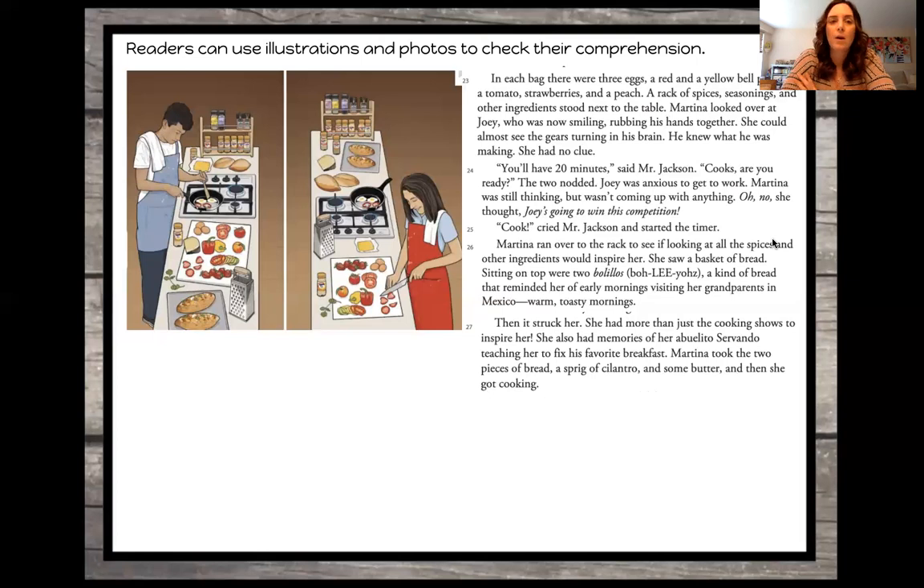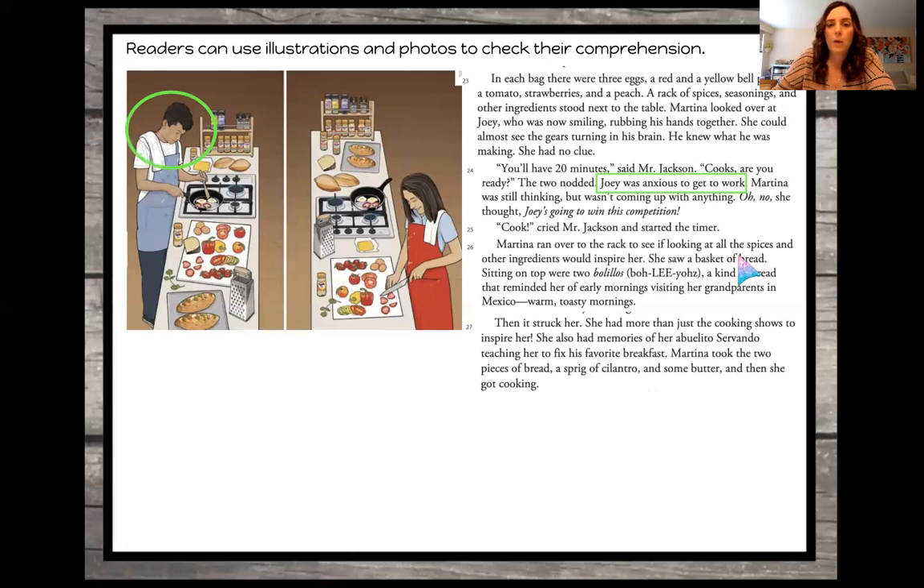And now we're going to look at how we can use this illustration to add to our understanding of the text. So let's look over to see what it says about Joey. It says that Joey was anxious to get to work. Now, maybe you don't really know what anxious means, or maybe you need some help trying to figure it out. So I see that it says Joey was anxious to get to work. And if I look over at the illustration, I can see his face, and he has a pretty serious look on his face. So maybe anxious means serious, or maybe it also means nervous.